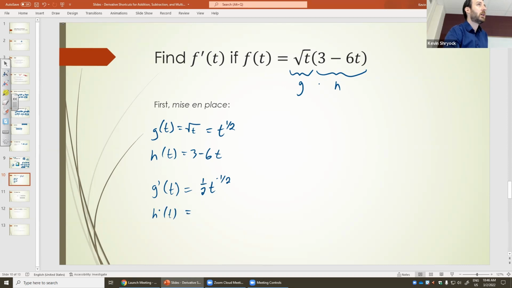That again is going to be power rule, but it's power rule with each individual piece because we have the addition and subtraction. That's going to be the derivative of 3, which is 0. Constants don't change. And the derivative of -6t is -6. All right, so I've got -6. In fact, I could just write it as that, right?